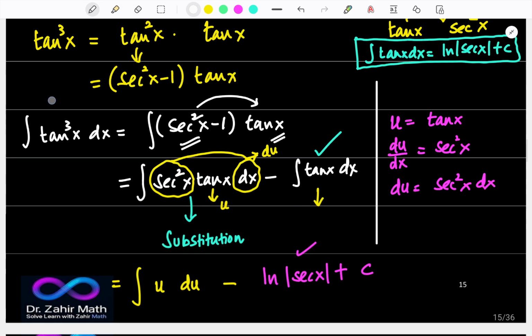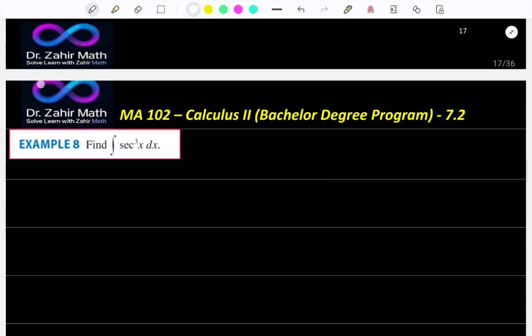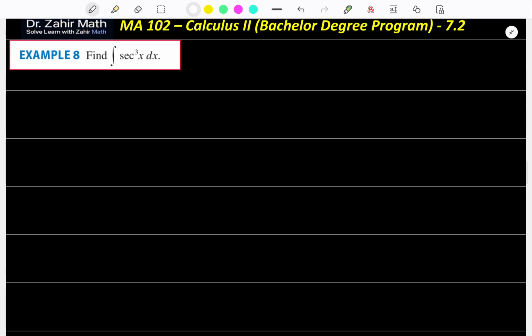Let me tell you one more idea which you will find difficult. This is secant cube x. So what did I do for integral tan cube x just now? Remember, I made it as tan square times tan x, right? And then tan square, I make it as secant square x minus 1, and then tan x. Similarly, secant cube x, are you going to do like this, teacher? See what happens now, and then we will come to the conclusion.